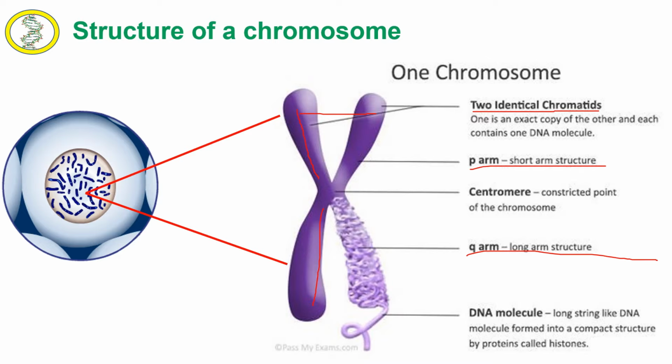Kung saan nagmi-meet itong dalawang sister chromatids na to, ito ay tinatawag na centromere. Okay? This is the constricted point of the chromosome.